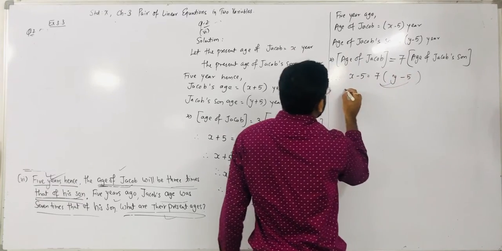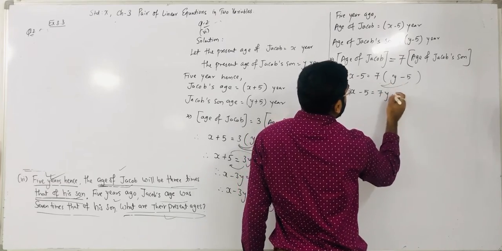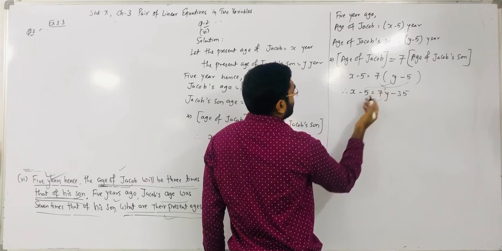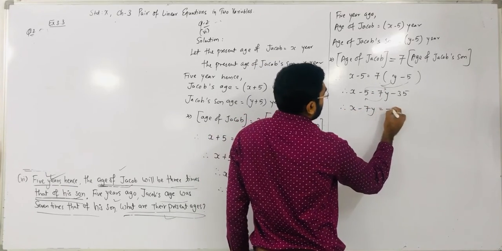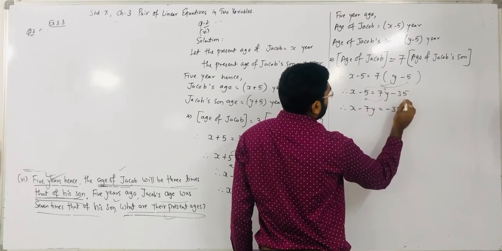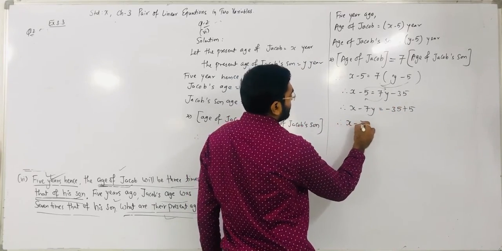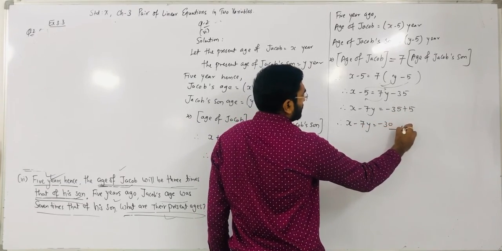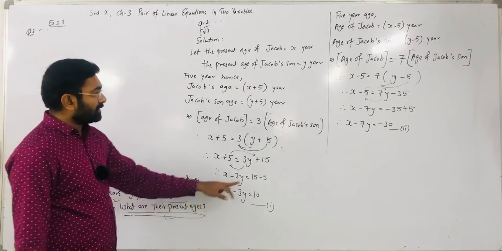So inside we have to multiply. So x minus 5 is equal to 7y minus 35. So y term we take on the left hand side, numerical term we take on the right hand side. So x minus 7y is equal to minus 35. Minus 5 comes to the right hand side, so plus 5. So here we get x minus 7y is equal to minus 35 plus 5, minus 30. This is equation number 2. Right? This is equation 1, this is equation 2.